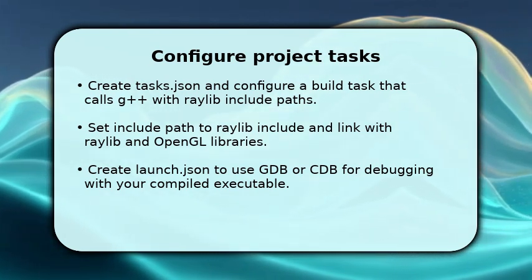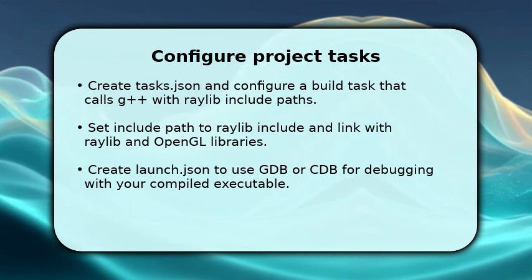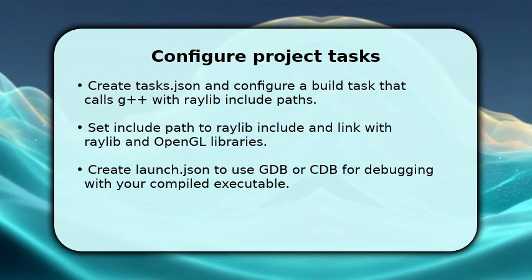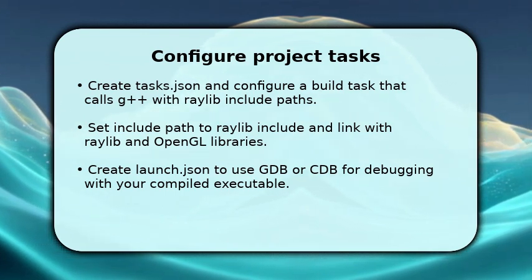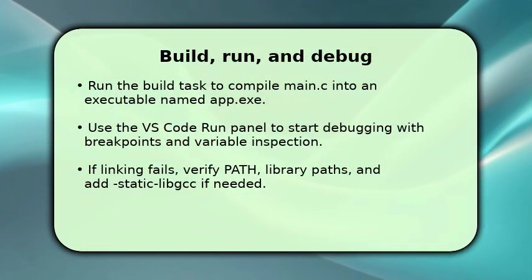Next, create launch.json to attach the debugger using GDB from MinGW-w64 or CDB. Open the terminal inside VS Code and run the build task to compile main.c into app.exe and watch for errors.